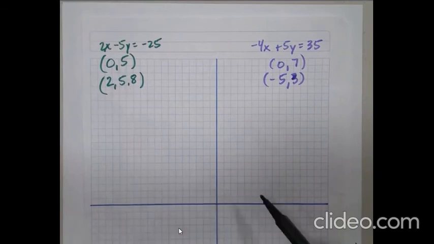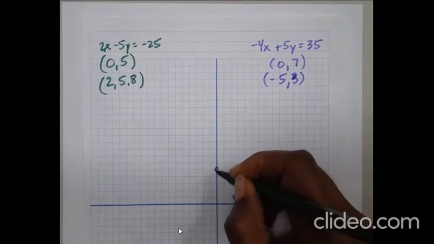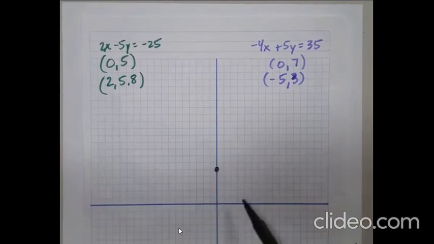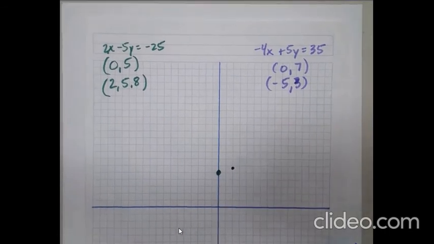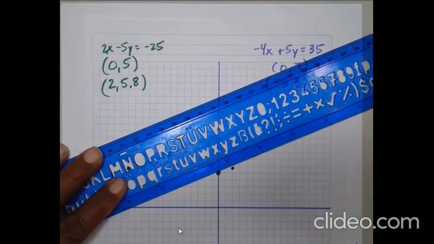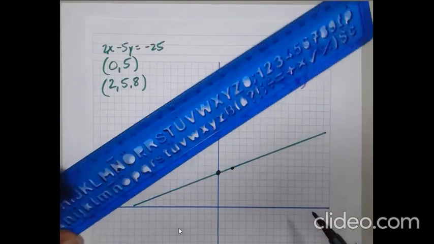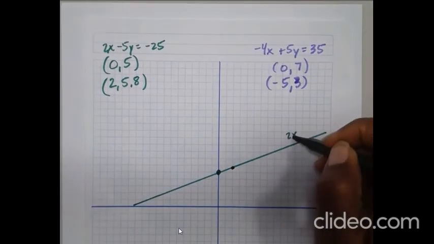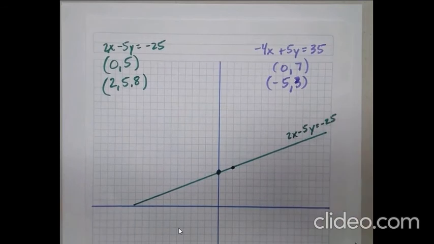But let's go ahead. 0, 5. We're counting each of these by 1. So 0, 5, 2, 4, 5 is here. And 2, 5.8, 2 and 5.8 is up here. Okay. If we want to draw ourselves a line, we can. Draw us a line. This was the 2x minus 5y equals -25.